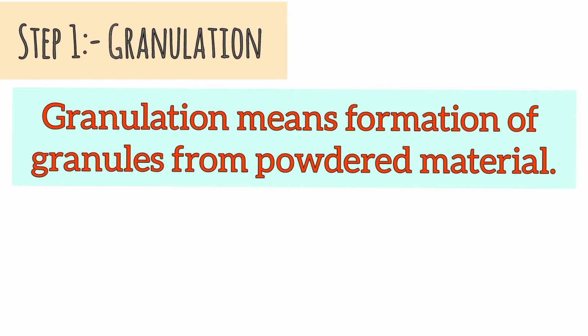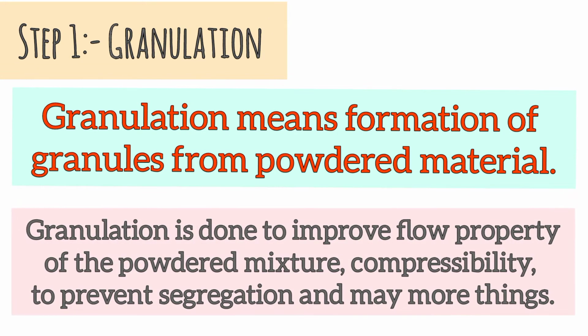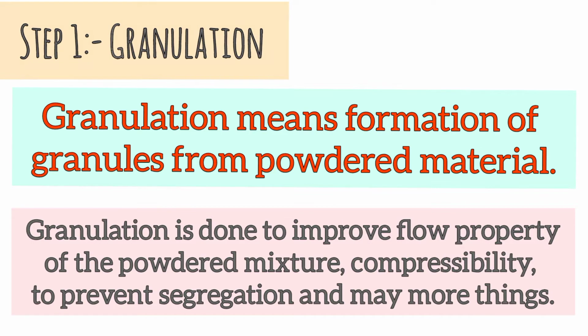Step 1 is granulation. Granulation is nothing but making granules from powdered material. Granulation is done to improve flow property of the powder mixture, compressibility, and to prevent segregation. It also reduces the formation of dust.